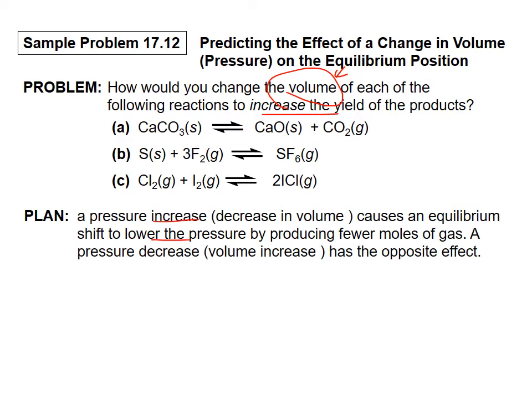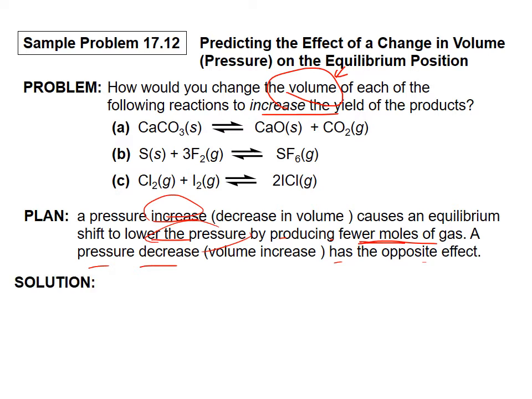Le Châtelier principle. To counteract increased pressure, it will decrease pressure by producing fewer molecules. The direction will make fewer molecules, which will decrease pressure. But a pressure decrease has the opposite effect. So we look at the pressure, find out the pressure, and then we can find the volume change. For example, let's look at A.